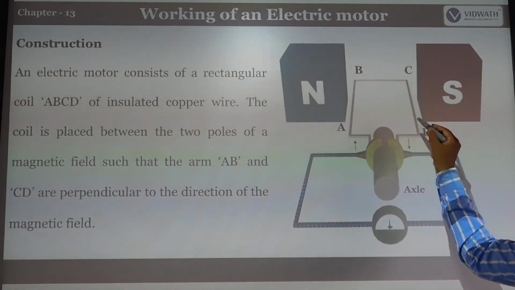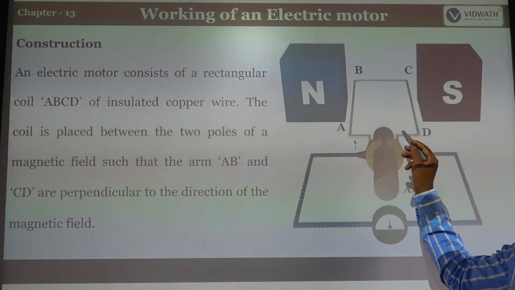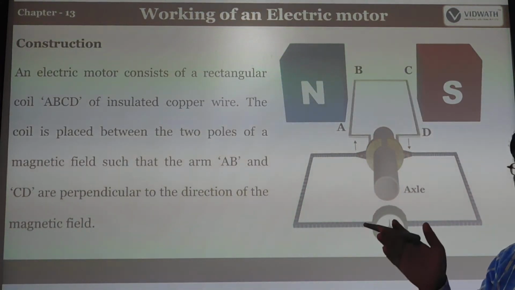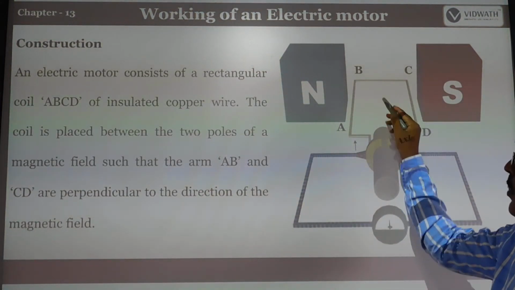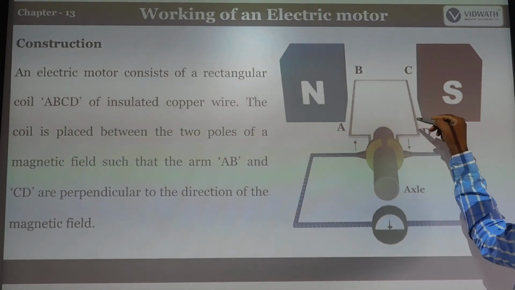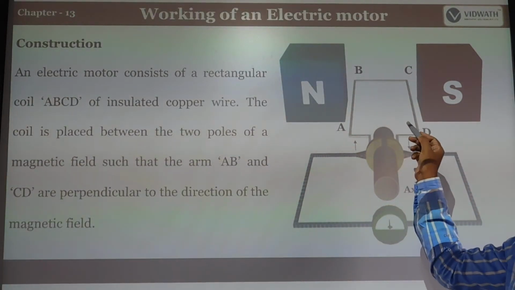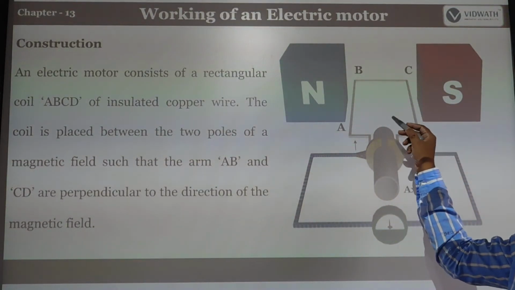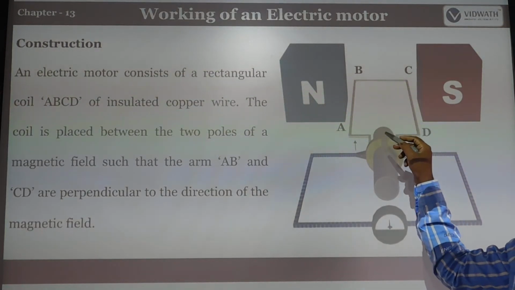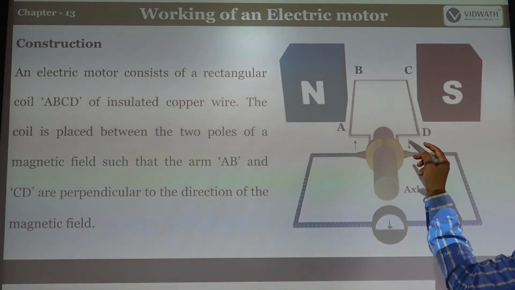So ABCD is a rectangular coil. It should be three-dimensional. These are the arms: AB is one arm, CD is also one arm. When it rotates, the upper arm should come to that side. AB should be the lower side and CD should be the upper side, like this you can see.